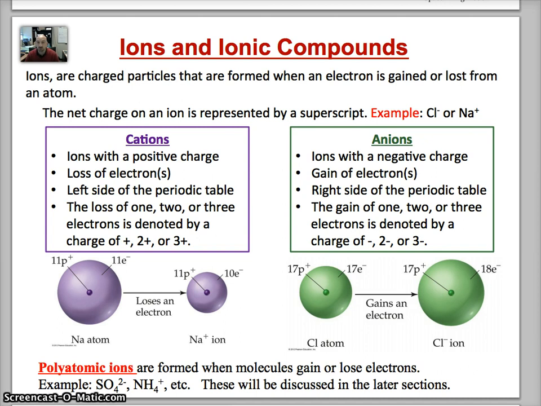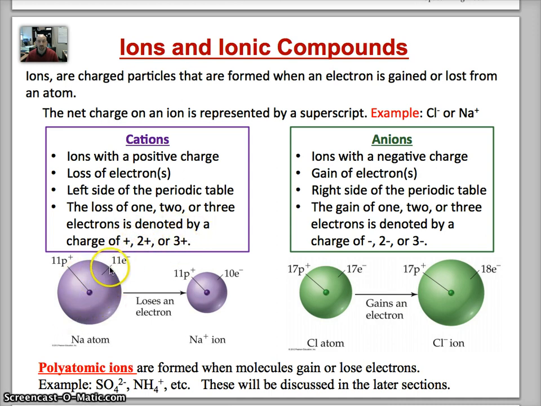And so the first thing we need to know is what are ions, which are charged particles that form when an electron is gained or lost from an atom. And so we can have cations or we can have anions. The cations means that we have ions with a positive charge, which means they lost an electron. Each electron is worth -1. Each proton is worth a +1, and so if you lose an electron, you're now going to have a positive charge on that atom. These are going to be found on the left side of the periodic table, and the loss of 1, 2, or 3 electrons can be denoted by either +1, +2, or +3.